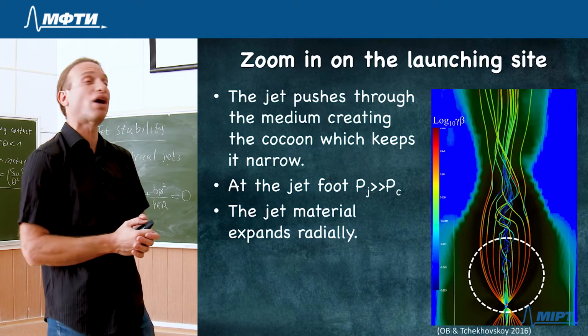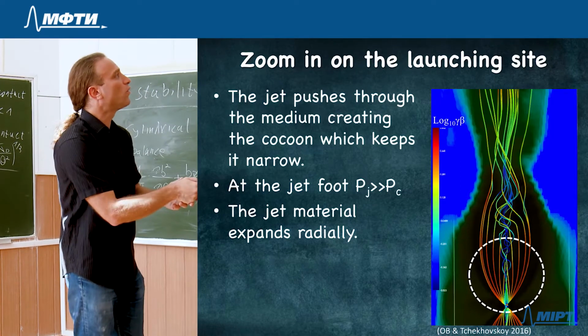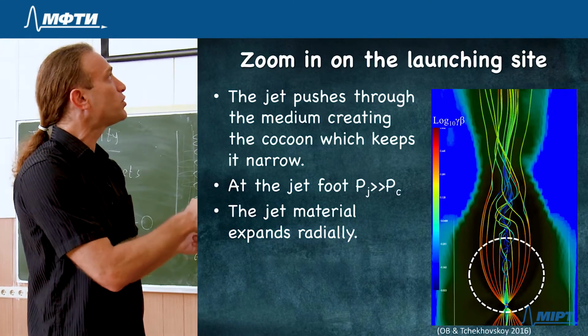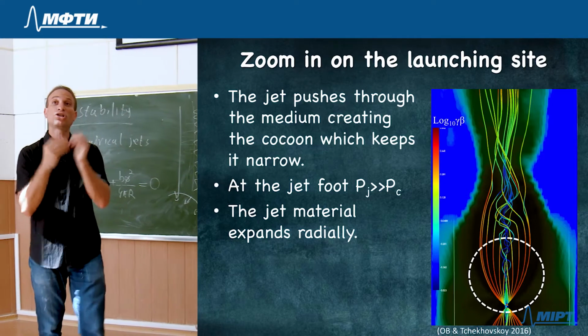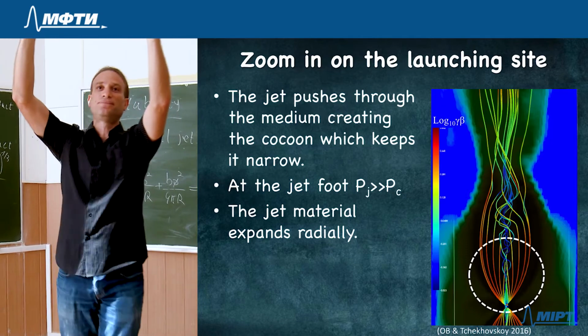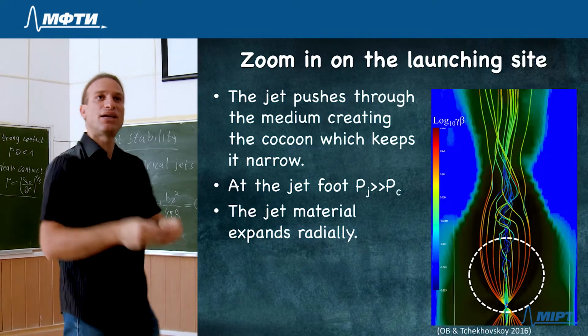Over here, the motion is roughly radial because my pressure is very high. As I move outward, my pressure is decreasing. And at some point, the pressure in the jet becomes equal to the pressure outside. Remember, over here, I have a cocoon. So the pressure becomes equal to the pressure in the cocoon, and my cocoon starts to affect me, and it starts to get collimated.